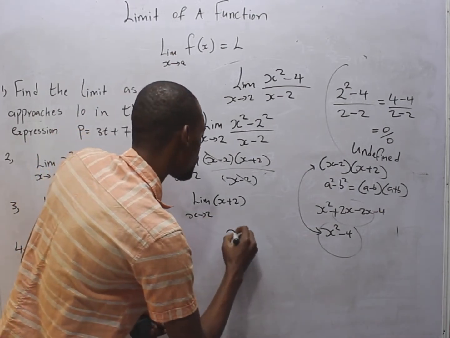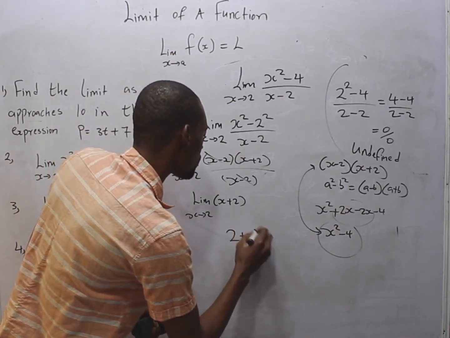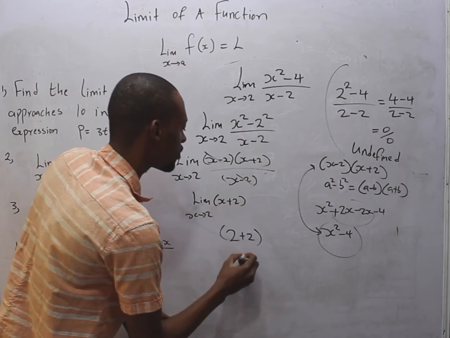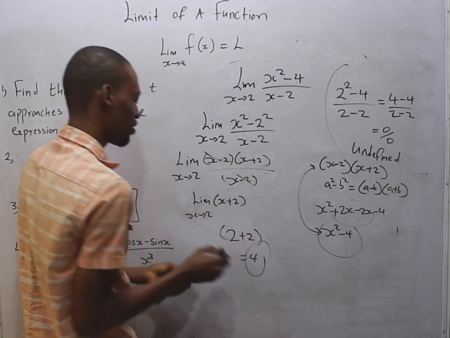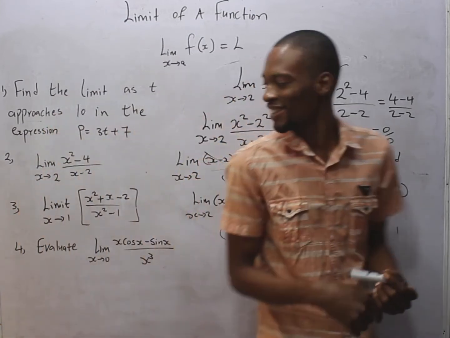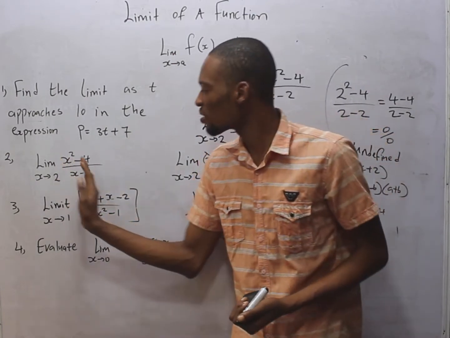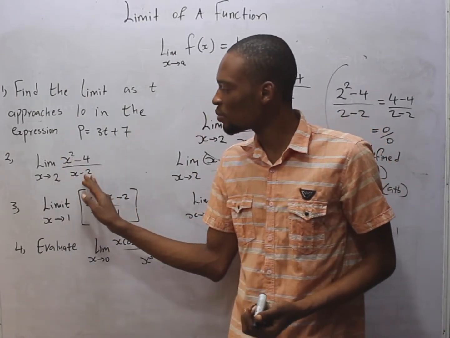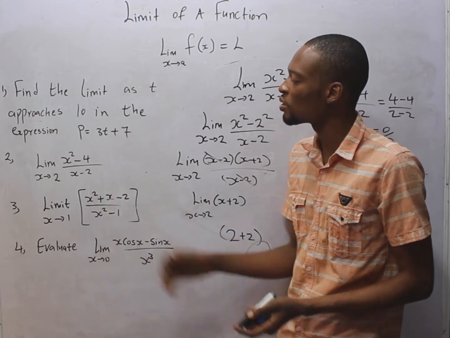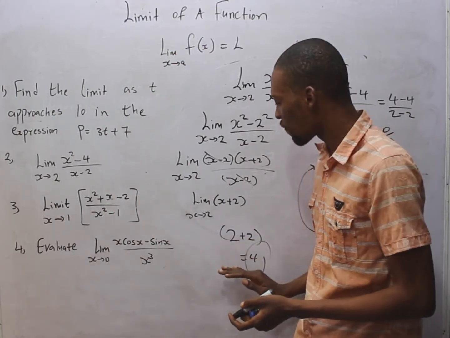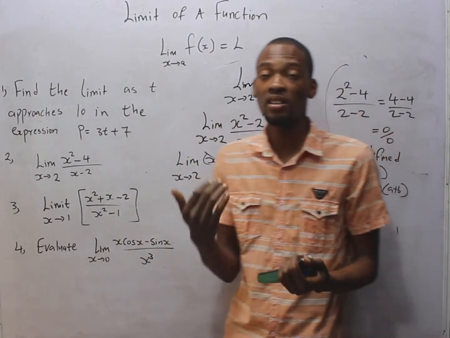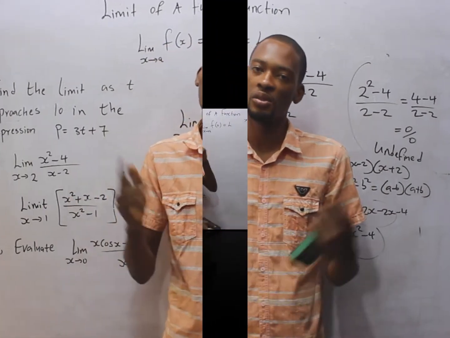So it is simply 2 plus 2. This equals 4. So that is the answer. So the limit of s squared minus 4 over s minus 2 as s tends towards 2 is equal to 4. Remember, you simplify, then you substitute.